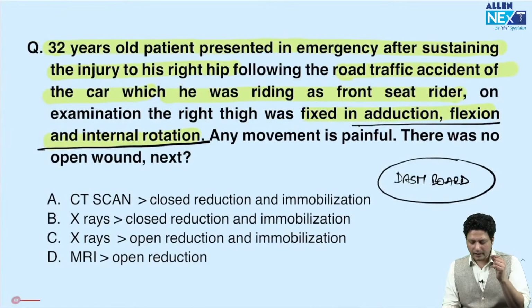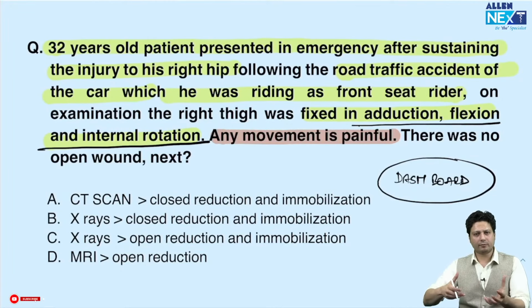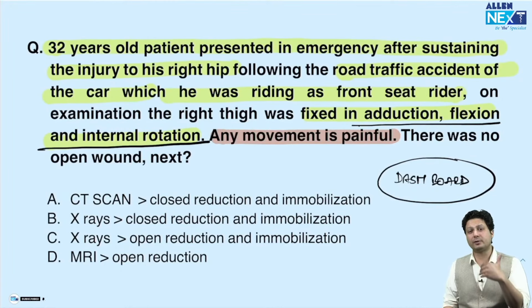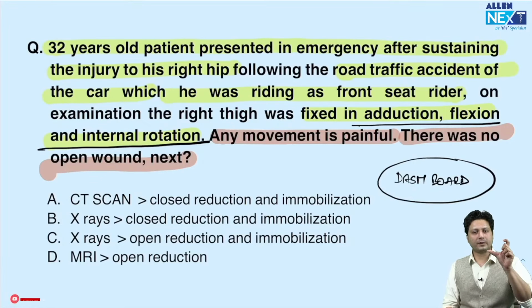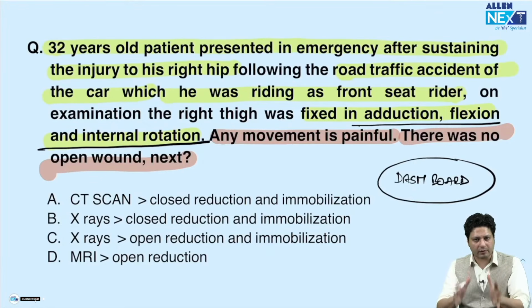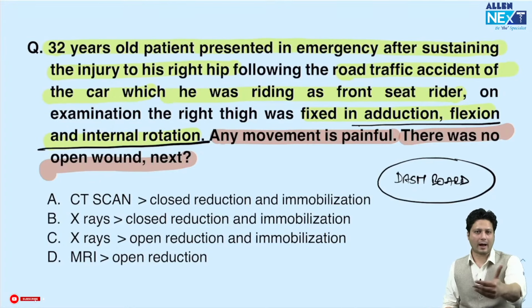Now you further proceed with the question: when you perform any movement at the level of the hip, the condition is extremely painful, and obviously all the movements are going to be restricted. There was no open wound. Now what next? How to proceed further? So basically, you are given a scenario of a patient with a posterior dislocation of the hip joint. Now how do you have to manage him?